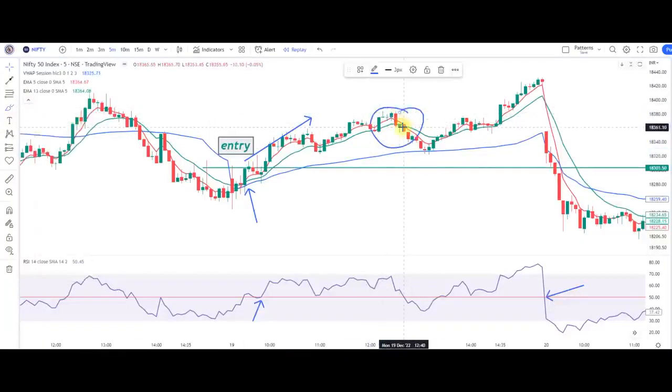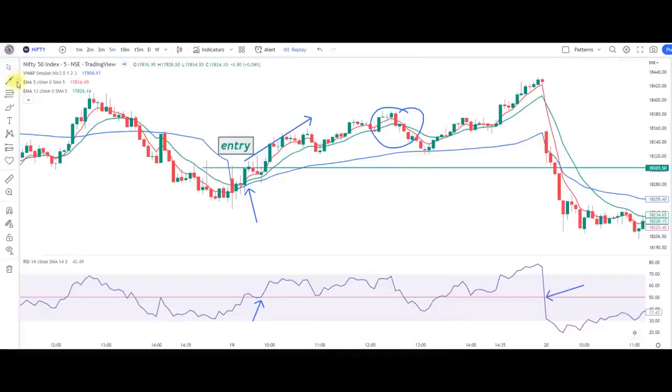So you can keep the trade till this, or else you can keep the trade until a candle is closing below the 5 EMA. Any red candle closing below the 5 EMA. Once you exit the trade, you should not immediately enter into another trade until and unless you get the double confirmation.